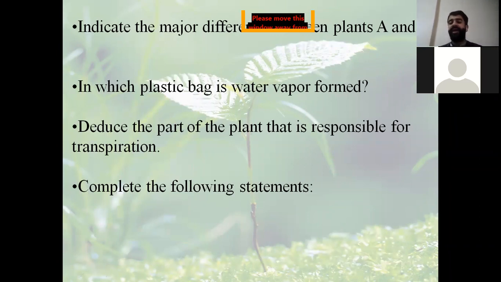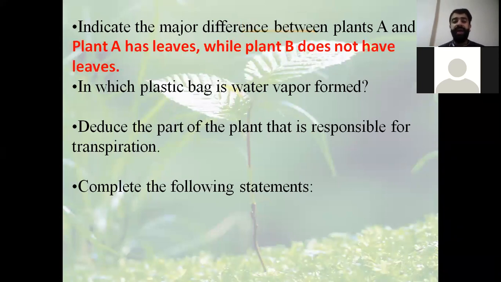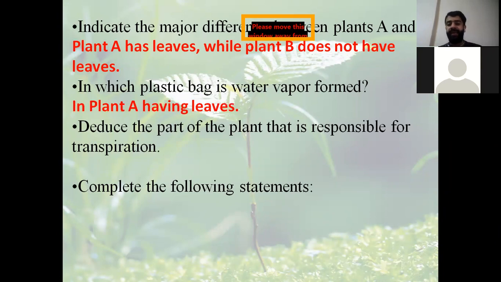This is the question that is similar to what is the variable factor between the plants A and B. So the variable factor is that plant A has leaves while plant B doesn't have leaves. Part 2, or the second question: in which plastic bag is water vapor formed? It's formed in the plastic bag covering plant A. Deduce the part of the plant that is responsible for transpiration.